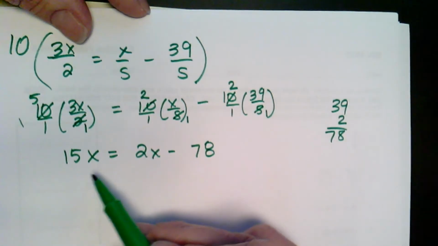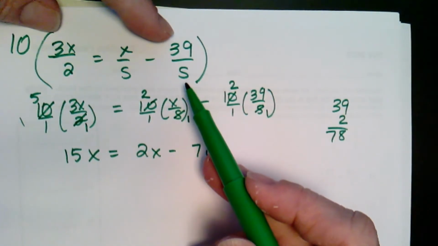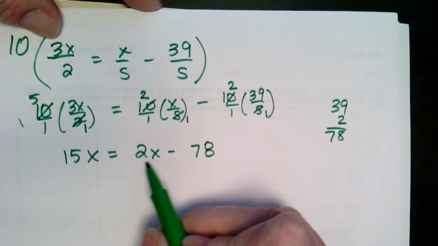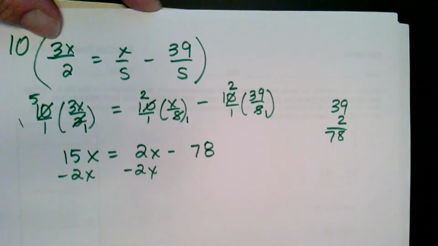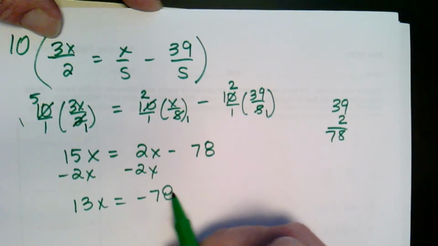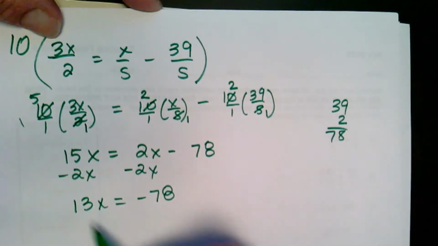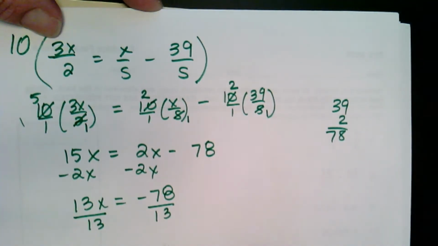Alright, and now make sure it's simplified on each side. So we count that as a simplifying process. Now we can minus 2x from each side because our goal is to have x equals. So here's 13x equals negative 78. Divide by 13. And x equals negative 6.